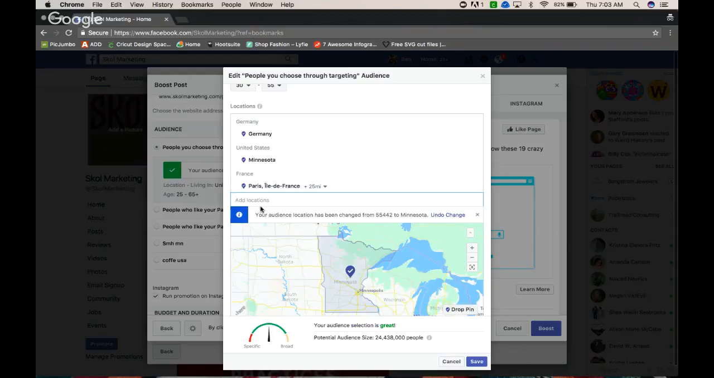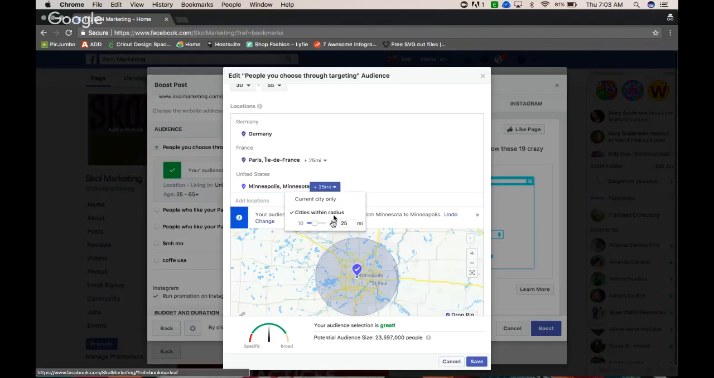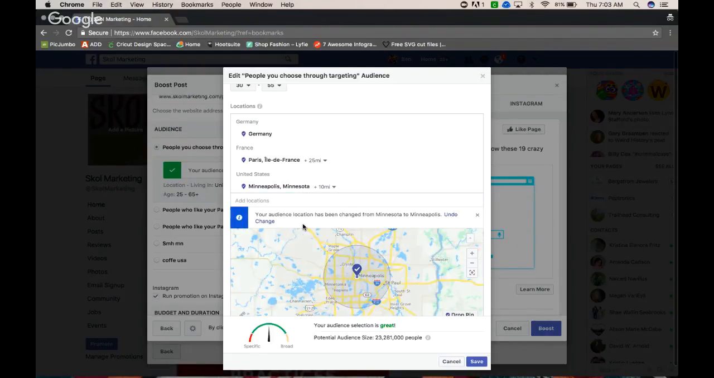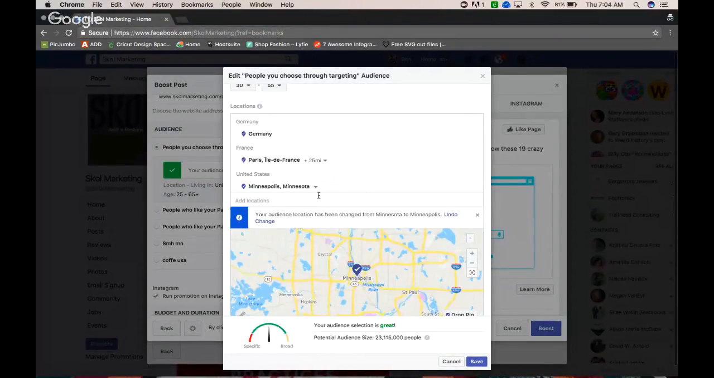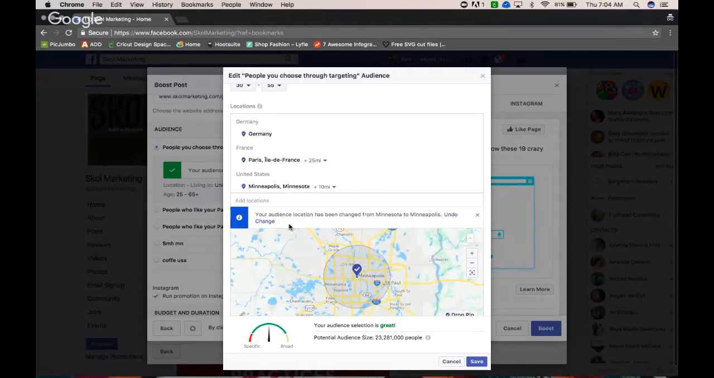So you're able to do a lot there. The other kind of cool thing is when you do an actual city, you can then do a radius around it if you'd like. So it can be a really cool thing. Otherwise, you click that button and we're only targeting Minneapolis. Otherwise, hey, maybe I want to do Minneapolis with a 10-mile radius around it.